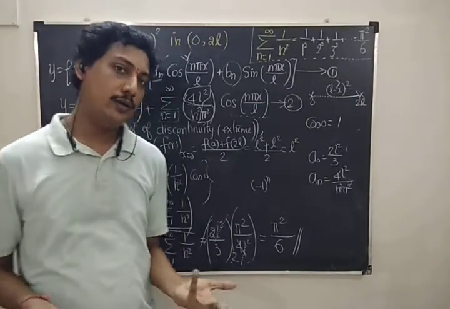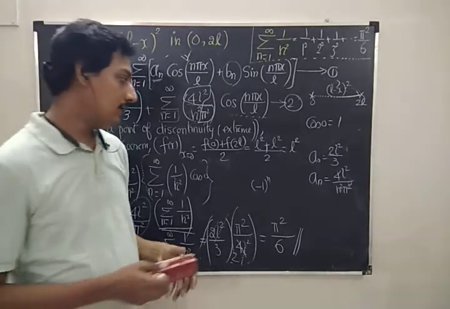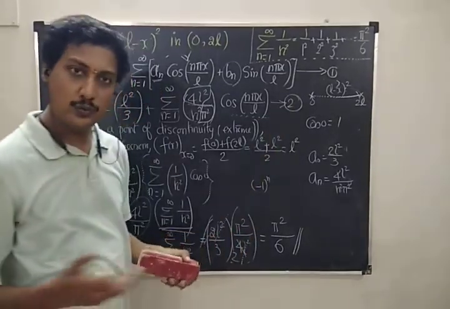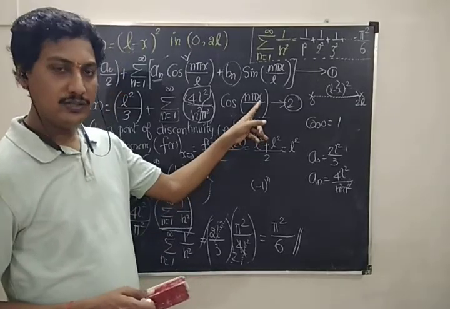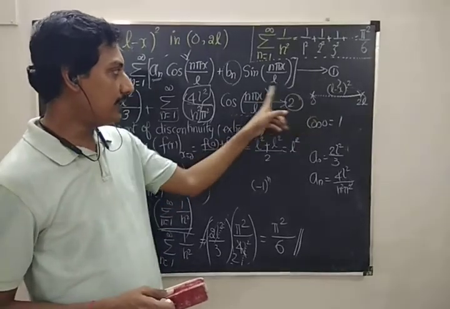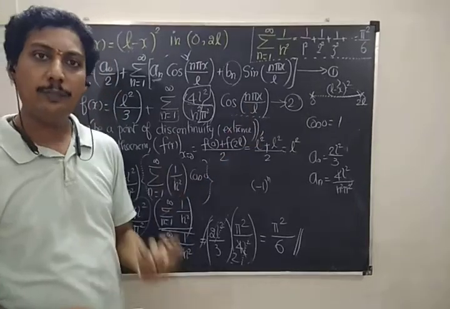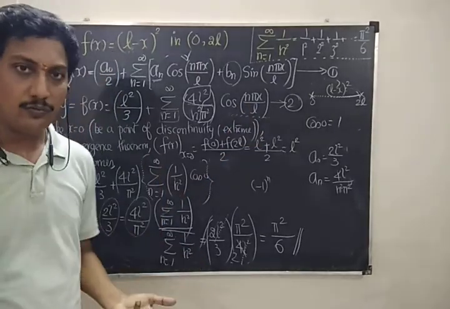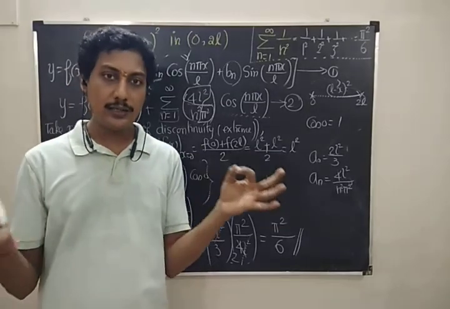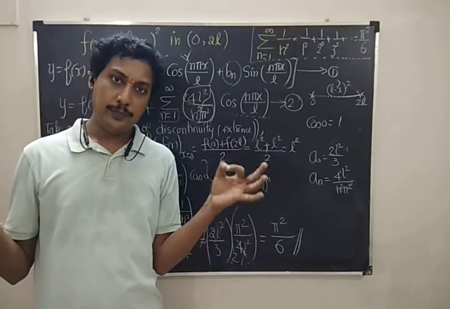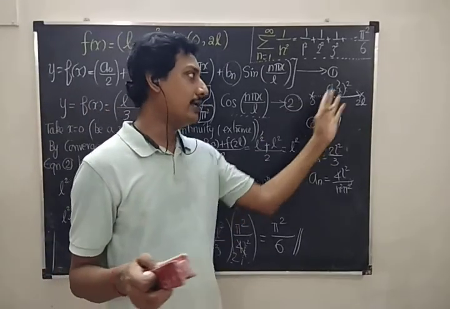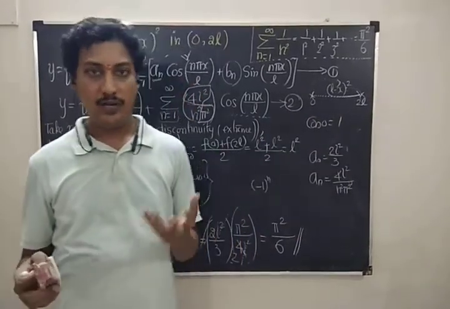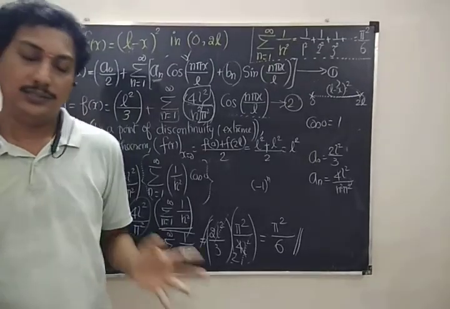Some of you may have the question in your mind: can you choose 2L? Yeah, 2L gives the same answer, because what's the cos 2n pi? When you substitute x equal to 2L, L will cancel, we get cos 2n pi. What's cos 2n pi? Plus 1. So it gives the same answer. Because both are discontinuity points in the extreme sides, when you choose the left hand side point or the right hand side point, both will give only the same answer.